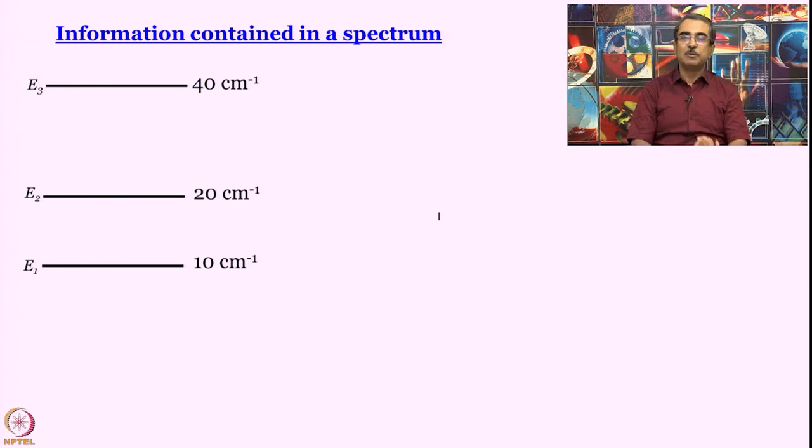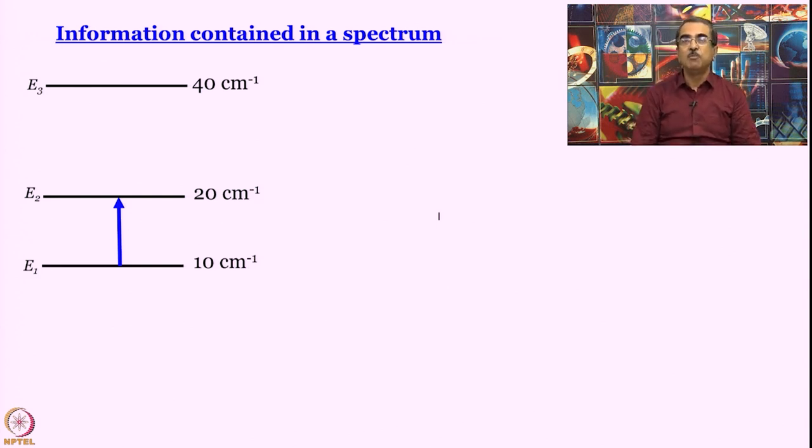But before starting a discussion of microwave spectroscopy, let us just think: what is a spectrum and what is the information it contains? Let us say I have 3 levels in a molecule. For now, do not worry about what kind of levels these are. Just 3 levels, with energies 10, 20, 40 centimeter inverse. Let us say the transition between E1 and E2, levels 1 and 2, is allowed. Now, in spectroscopy, we are going to encounter these terms, allowed transition and forbidden transition. Allowed transitions are those that happen, forbidden transitions are transitions that do not happen.